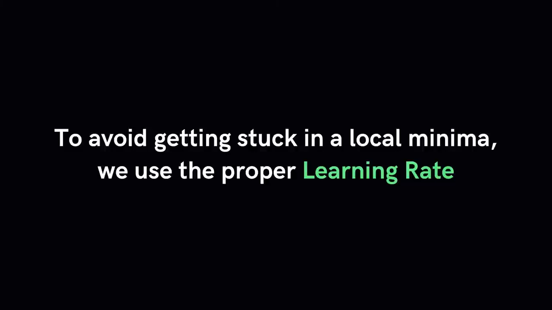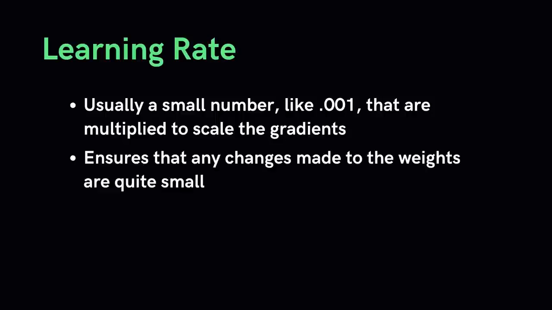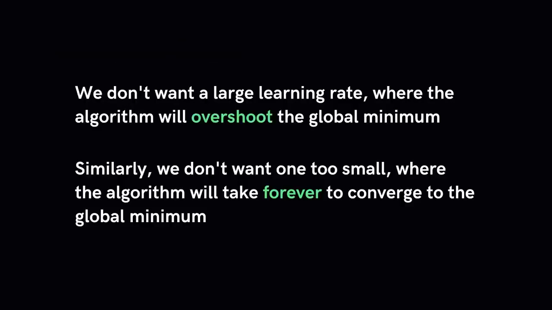We don't want to make a jump so large that we skip over the optimal value for a given weight. To make sure this doesn't happen, we use a variable called the learning rate. This is usually just a small number, like 0.001, that we multiply the gradients by to scale them. This ensures that any changes we make to our weights are pretty small. In math talk, taking steps that are too large can mean that the algorithm will never converge to an optimum.